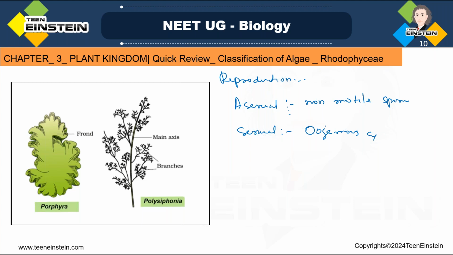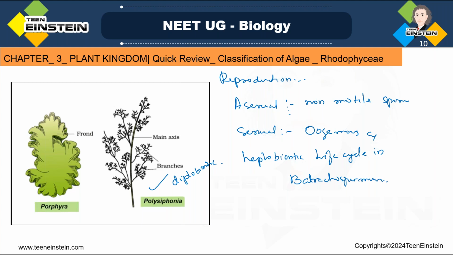Then about the life cycle of Polysiphonia. Here we have seen Polysiphonia, and the life cycle of Polysiphonia is diplobiontic. Right? And the life cycle in Batrachospermum is haplobiontic.